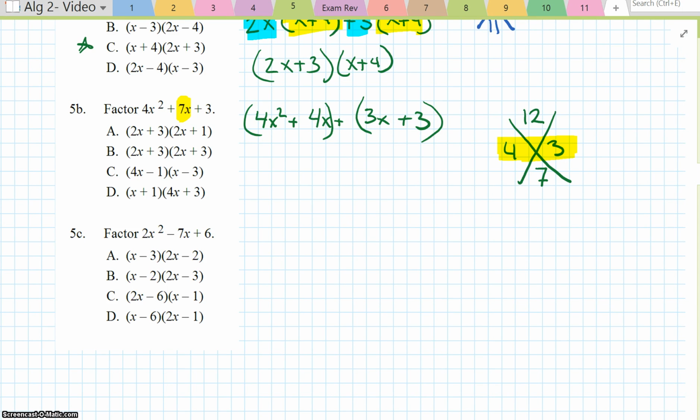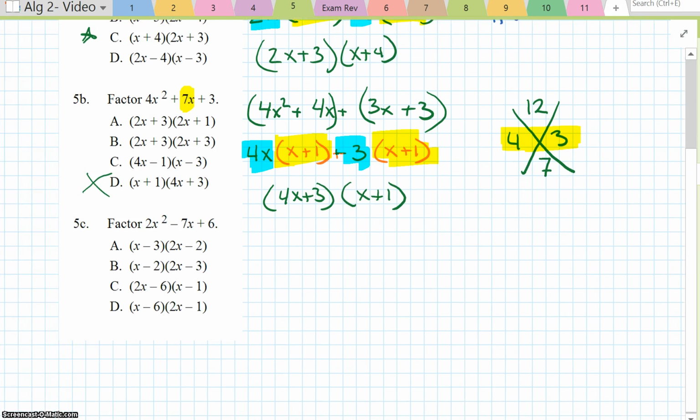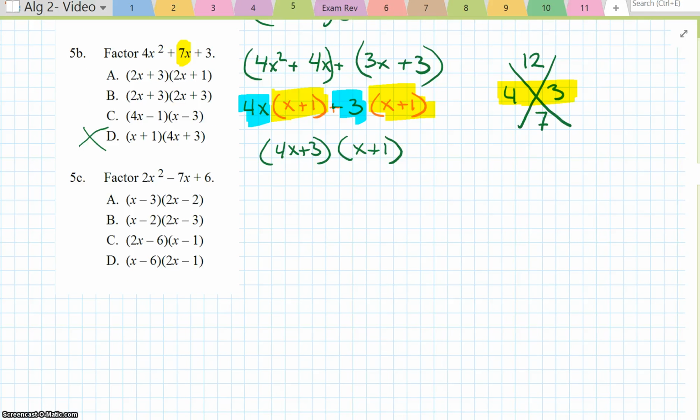What can we factor out of the first grouping? Looks like we can factor out a 4x. When we do that, what do we have left? x plus 1. What can we factor out of the second set? Looks like we can factor out a 3. When we do that, we get x plus 1. Since the groupings are the same, we can add the coefficients and come up with 4x plus 3 times x plus 1. Answer is D.